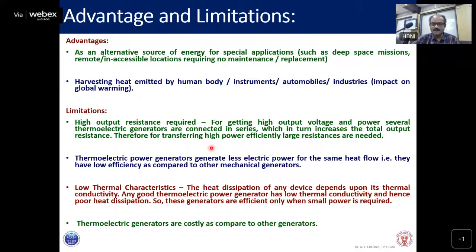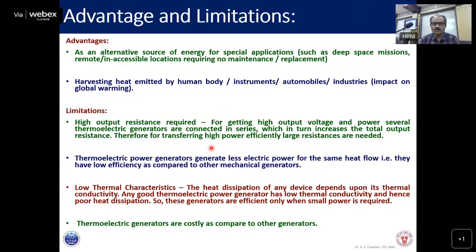And harvesting heat emitted by the human body, instruments, and automobile industries has very little impact on global warming. Even our body temperature is 33 degrees centigrade, so suppose this heat can also be utilized to generate power. And there are certain limitations also.